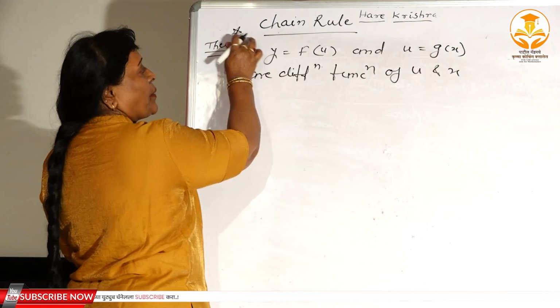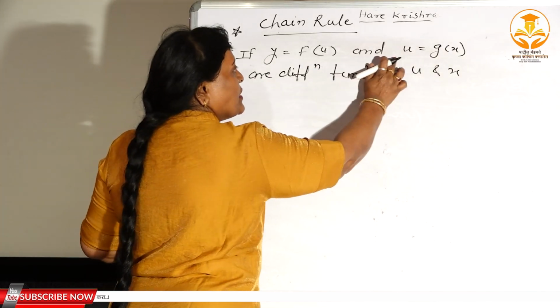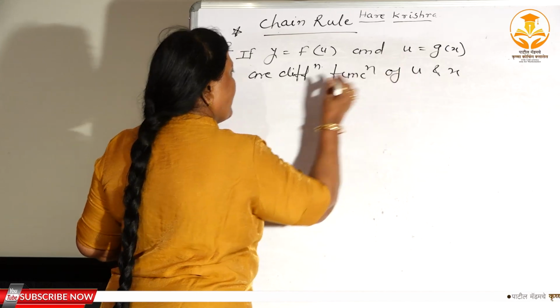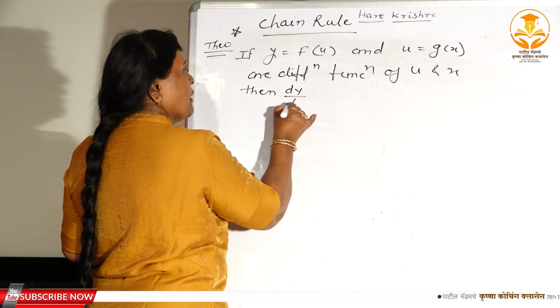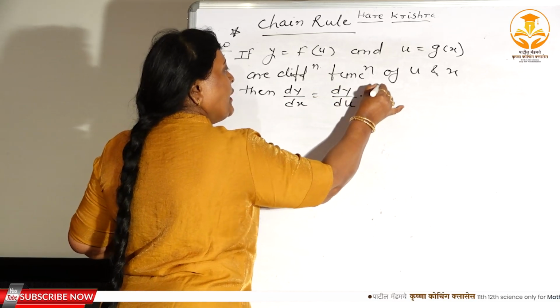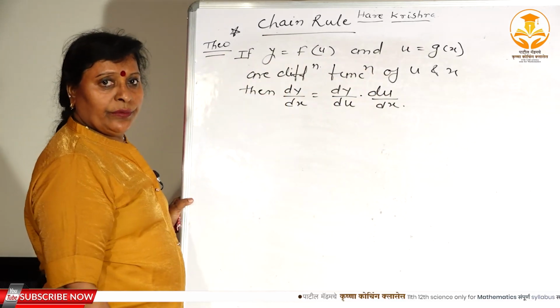So mark this, I have star marked it. If y is equal to f of u and u is equal to g of x are differentiable functions of u and x, then dy by dx we have to prove as dy by du into du divided by dx. Now this is the chain rule.